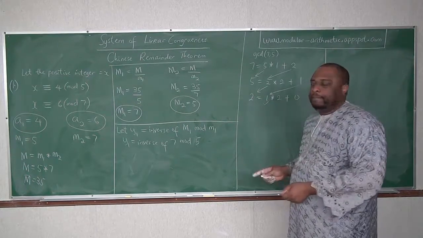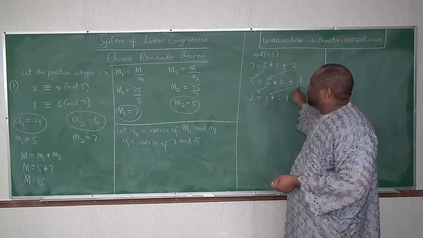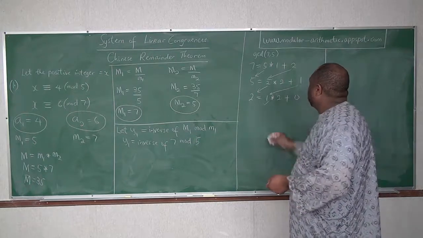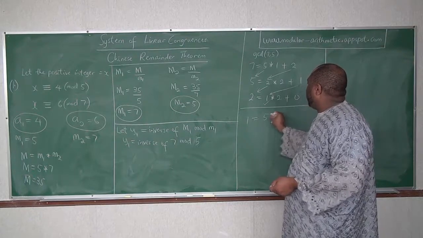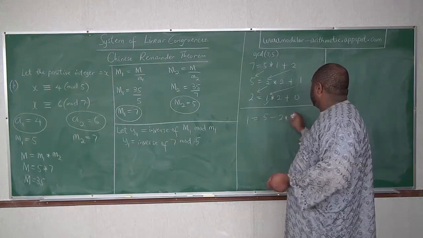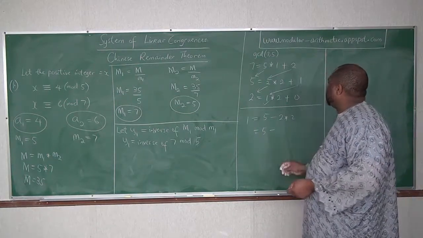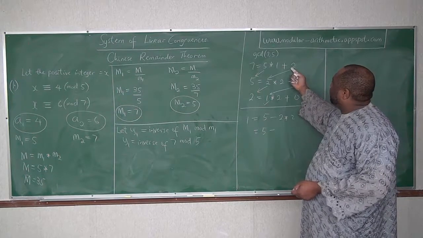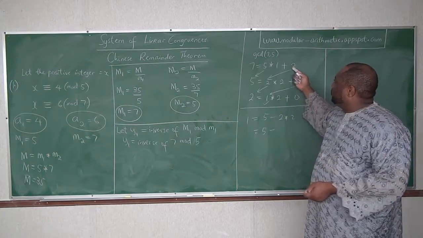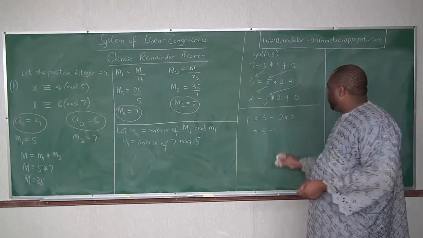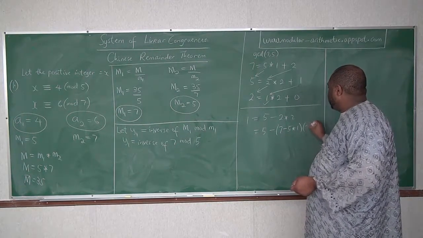GCD is 1 because the remainder is 0. But we will need to work back from here to find the inverse. So we now have 1 is 5 minus 2 times 2, which is equal to 5 minus, from here, 2 is 7 minus 5 times 1. So this 2 is 7 minus 5 times 1, and times this 2.